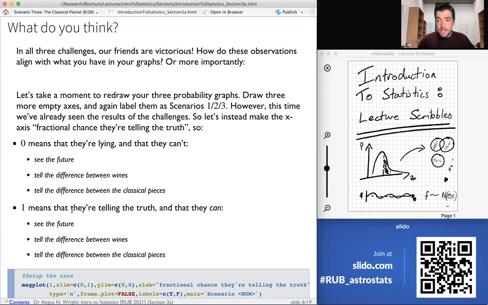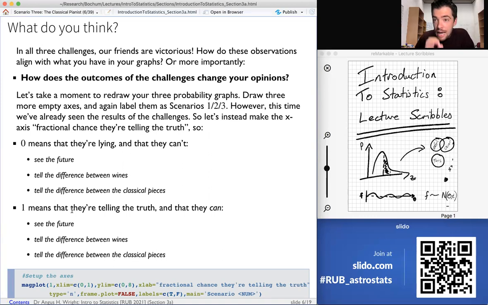So what we're interested in knowing is how the observations of the data have updated what you think about the probabilities of telling the truth or lying, basically. How do the outcomes of the challenge change your opinions? So what we want you to do now is label each of your 3 panels like we had, scenarios 1, 2, 3. And this time the x-axis is going to say fractional chance that they're telling the truth, something to that effect.